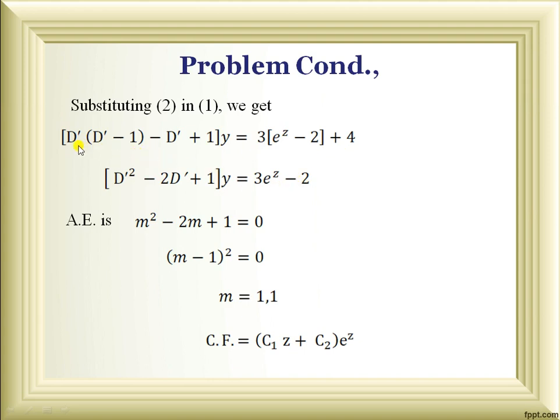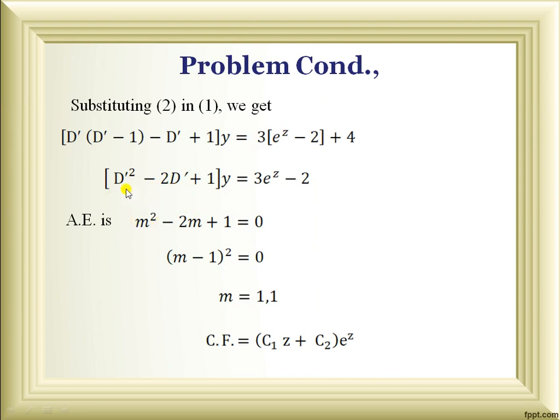In the left hand side, simplifying the terms, it is (D' square minus 2D' plus 1) into y, which is equal to 3 into e power z minus 2. This looks like an ordinary differential equation with constant coefficient category. Here all the derivatives contain only constant coefficients. Hereafter we can proceed as per the usual method.